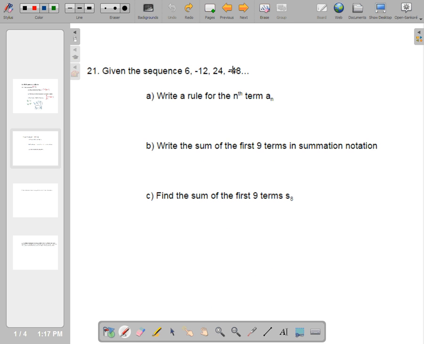Same thing, but with a geometric series. Here I'm multiplying by negative 2, multiplying by negative 2 each time. I can tell that it's alternating positive and negative, so I know the ratio is negative. A sub n is the first term times the ratio to the n minus 1. So now I have the rule.